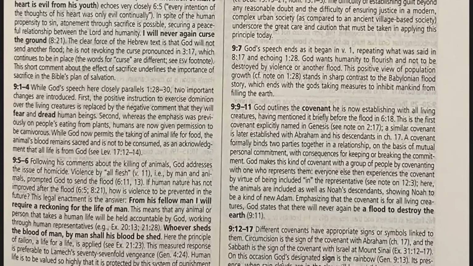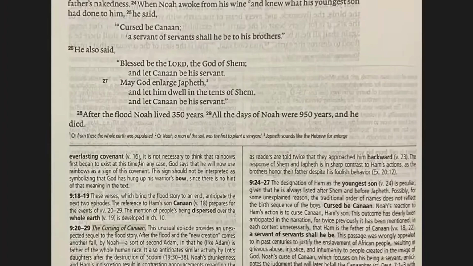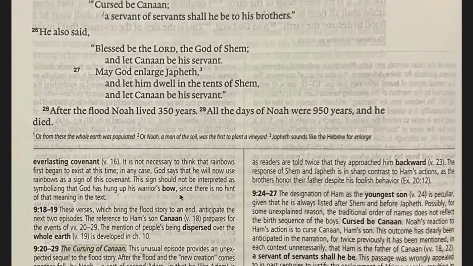Its presence when rain clouds are in the sky will be a visible reminder of God's everlasting covenant, verse 16. It is not necessary to think that rainbows first began to exist at this time. In any case, God says that he will now use rainbows as a sign of this covenant. This sign should be interpreted as symbolizing that God has hung up his warrior's bow, since there is no hint of that meaning in the text.